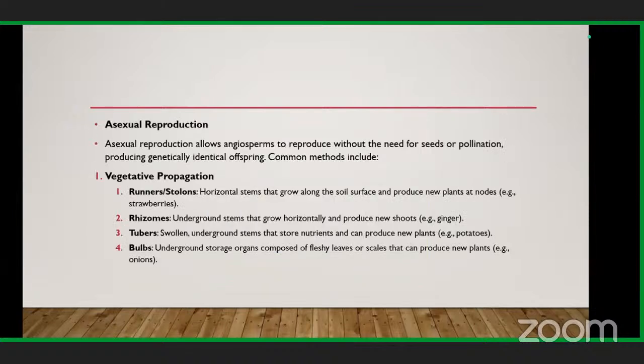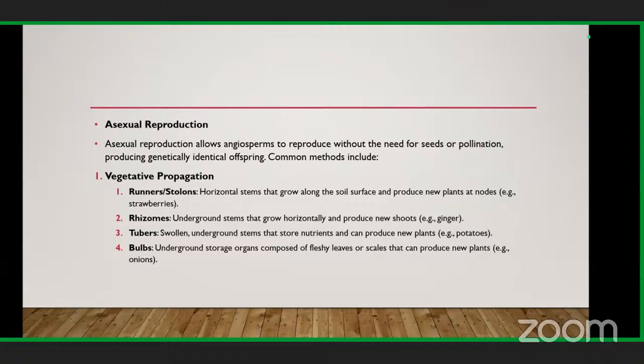Next, after sexual reproduction, there is asexual reproduction. Asexual reproduction allows angiosperms to reproduce without the need for seeds or pollination, producing genetically identical offspring. So, it produces without the need for fertilization or pollination. The modes are vegetative propagation. We have already learned these terms earlier many times. So, vegetative propagation, that is the runners or stolons.